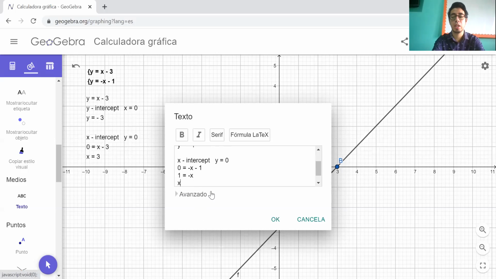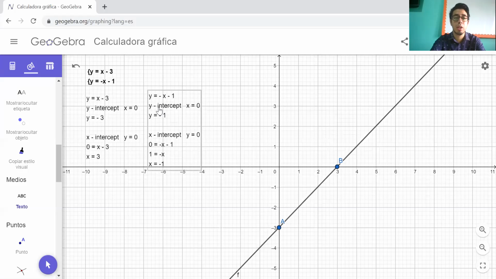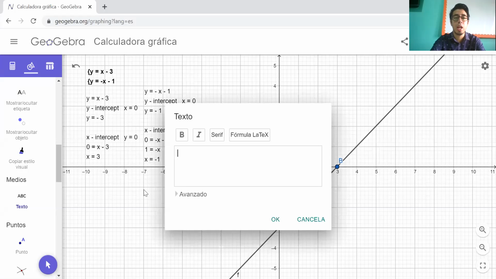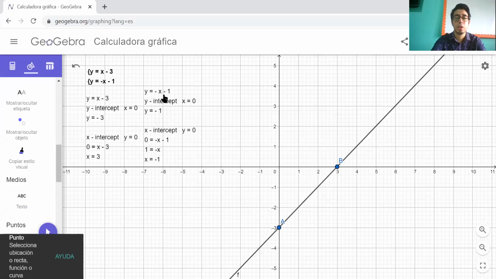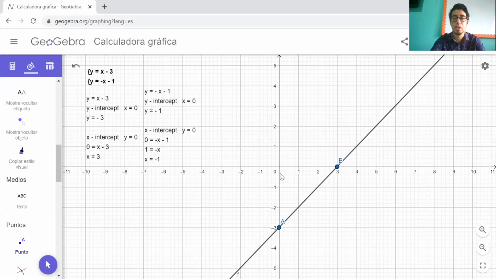I'm going to obtain that X is going to be negative 1. Okay, so negative, I write the intercept in here, and I'm going to graph the points. I'm going to locate the points. For the Y-intercept, when X is 0, Y is negative 1. 0 for X and negative 1 for Y.